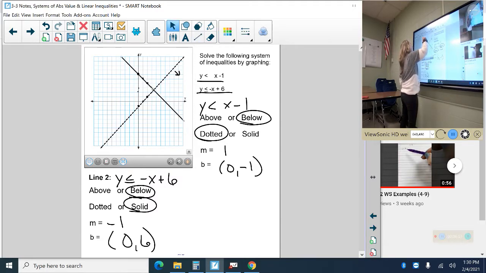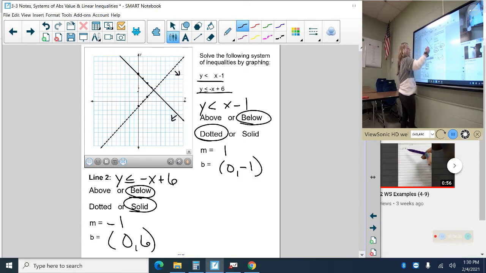Now, the shading for that solid line would be below, which would be this way. Whoops. This way. So where is it below the solid line and below the dotted line? In this little mountain-shaped area down here. So that's the answer to the system of inequalities. It's any point that would land in here.